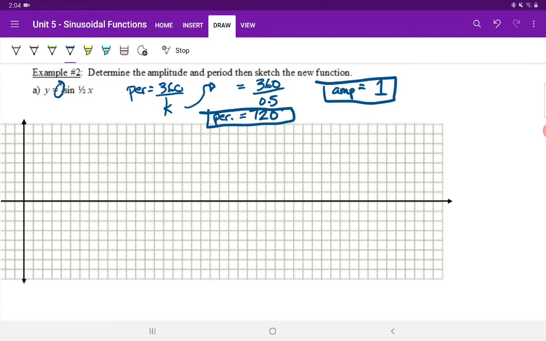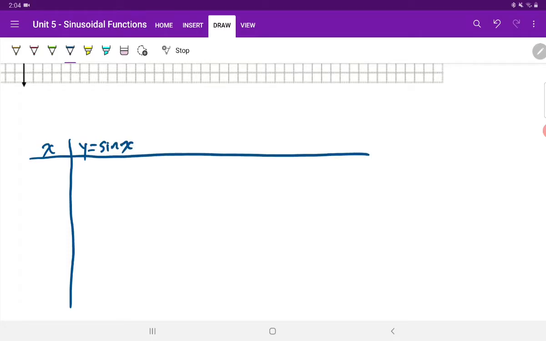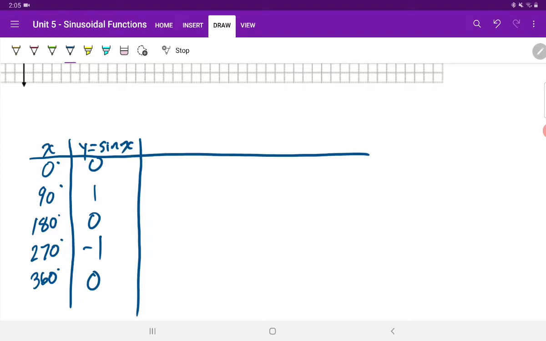Okay, we're going to graph our sine function here as well as this new function. So I'm going to use the space down here to first figure out my parent function y equals sine x. Remember that you always use 0, 90, 180, 270, and 360. Y equals sine x starts at the EOA.